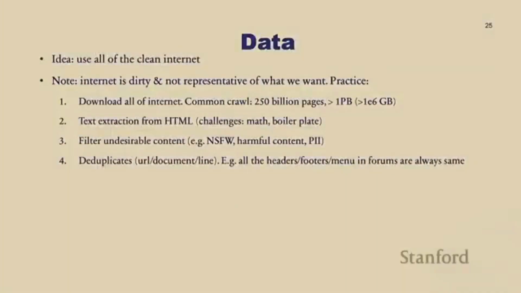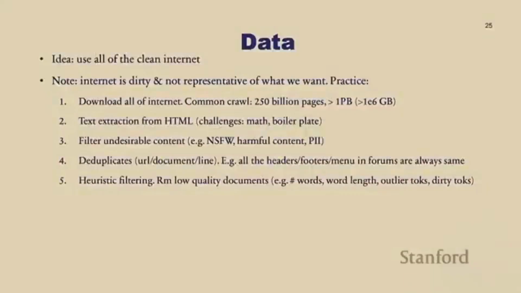So filter undesirable content. Second, or fourth, is deduplication. As I said, you might have things like headers and footers in forums that are always the same. You want to remove that. Another thing that you might have is a lot of URLs that are different but actually show the same website. And you might also have a lot of paragraphs that come from common books that are duplicated 1,000 times or 10,000 times on the internet. So you have to deduplicate. Also very challenging because you have to do that at scale.